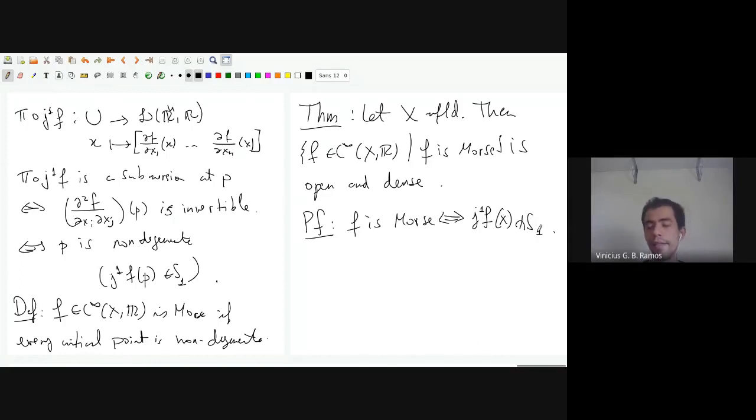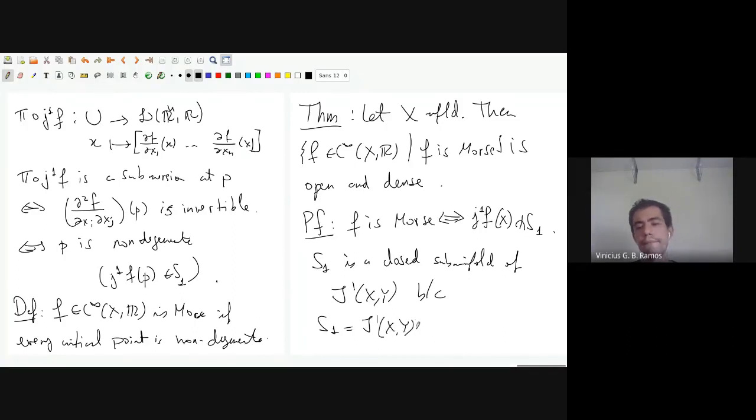S1 is a submanifold, and it is a closed submanifold of the one-jet space, because S1 is just the complement of S0, since there are no higher S's. Because it's a closed submanifold, the set of functions whose first jet is transverse to S1 is also an open set. So it's residual and open. So by the Thom transversality theorem, we get the result.